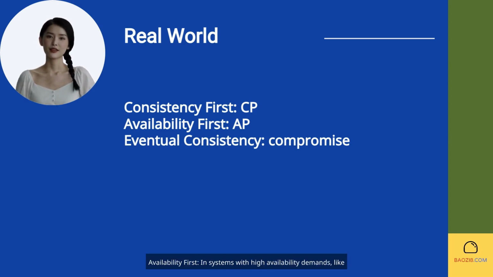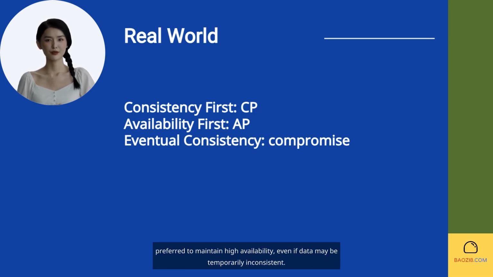Availability first: in systems with high availability demands, like social media platforms or streaming services, AP systems are preferred to maintain high availability, even if data may be temporarily inconsistent.